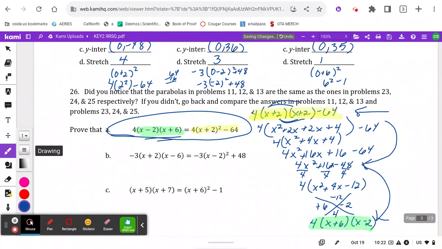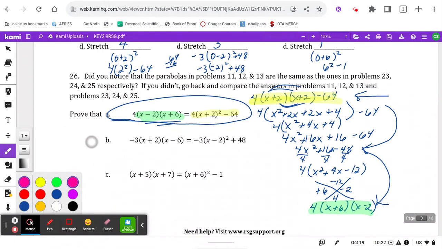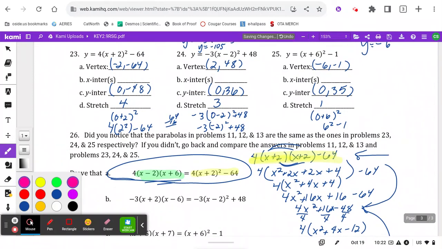Now, why did we do that? So that we could get the x-intercepts. So the x-intercepts of this graph would be at negative 6, 0 and 2, 0. I'm going back up here to problem number 23, negative 6, 0 and 2, 0.